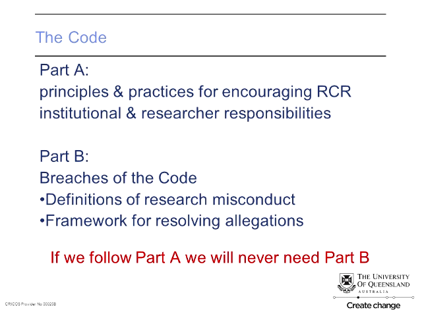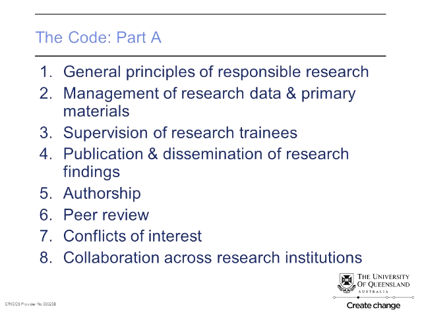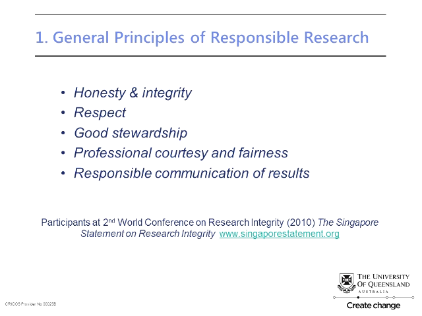Anyway, the code is divided into Part A and Part B, and Part A is the principles of encouraging responsible conduct of research, and it looks at both institutional and researcher responsibilities. Part B describes breaches of the code, gives definitions of research misconduct, and also provides a framework for resolving allegations. And I always say to our researchers, if you follow Part A, you don't need to know what's in Part B. That's really the best way to go. So Part A is divided into 8 sections, and I'll look briefly at each of those sections.